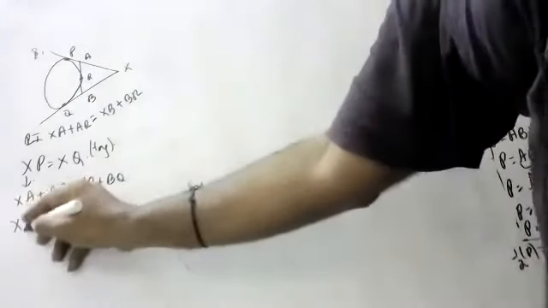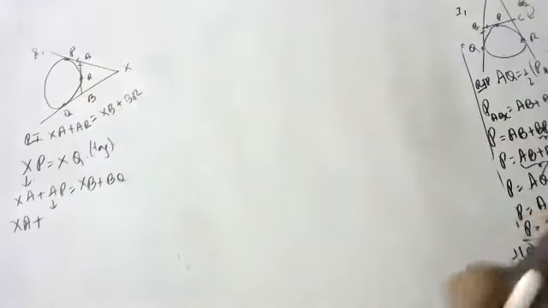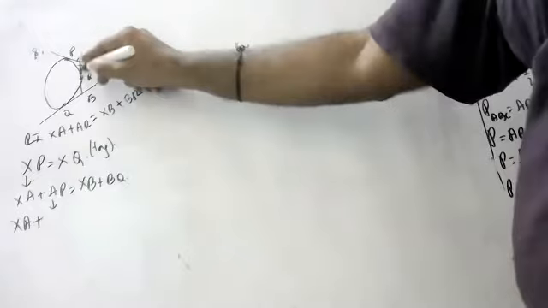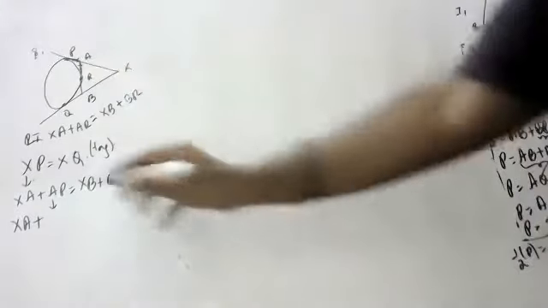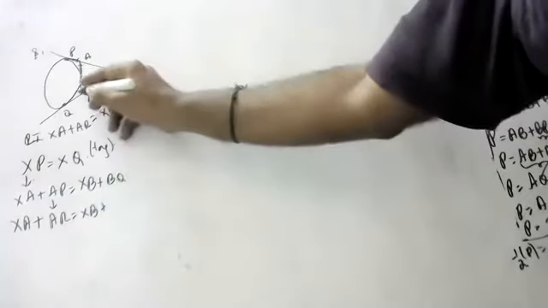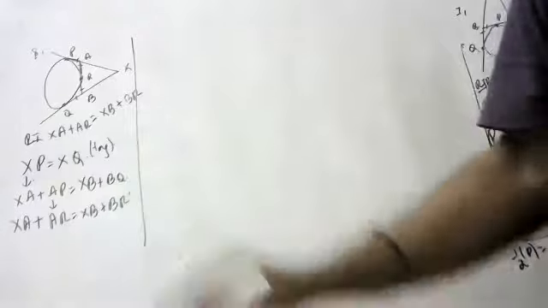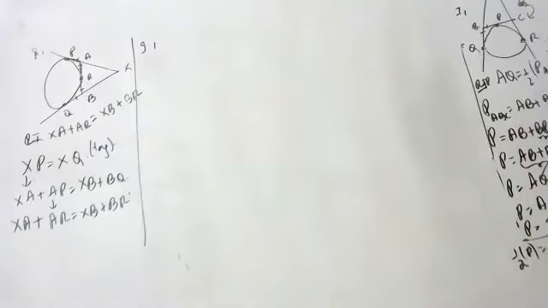Now AP can be written as AR. Why? Tangents meeting at a point are equal. This is one tangent. This is one tangent. So AP can be written as AR, and BQ can be written as BR, because tangents meeting at a point are equal. You have to quote the statement, children. If you don't write the statement, you will not get marks. Okay, children, that's it.